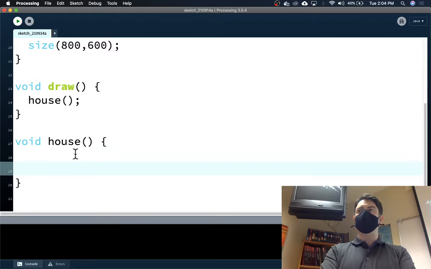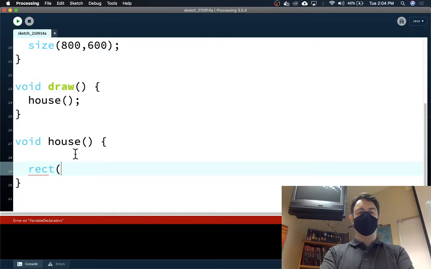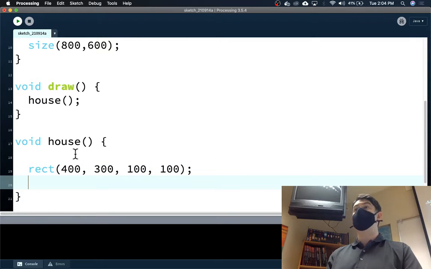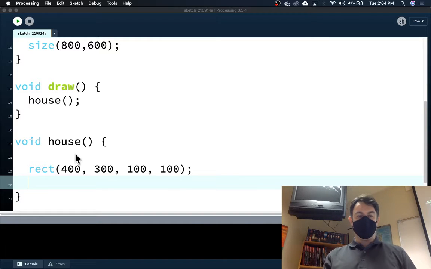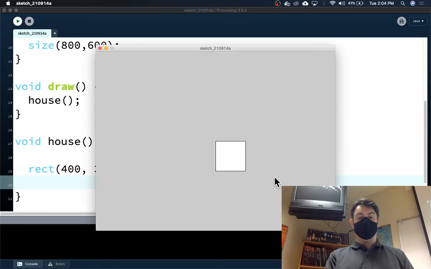I think I'll do the rect first. I don't know, I'll stick it at maybe 400, 300, and I'll make it 100 by 100. Ooh, there's a good skill testing question. What would be the triangle that would go on top of that house? So let's run it. Notice that it draws the house.